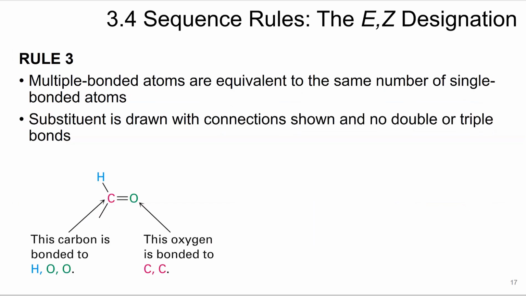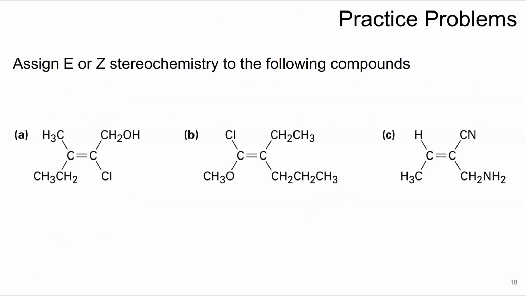If you have a multiple bonded atom, that's equivalent to the same number of single bonds. So you can look at this aldehyde here. This carbon double bond is kind of like being bonded to 2 oxygens. This oxygen is bonded to 2 C's. So when you're doing the ranking, it kind of looks like H, O, O, C. So this carbon is bonded to the 2 oxygens, and this oxygen is like being bonded to the 2 carbons. So you can use those rules to figure out the stereochemistry of each.